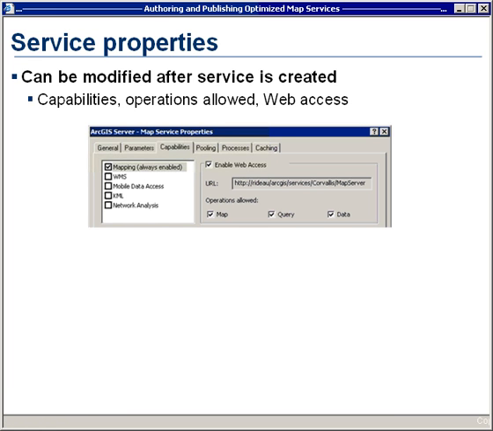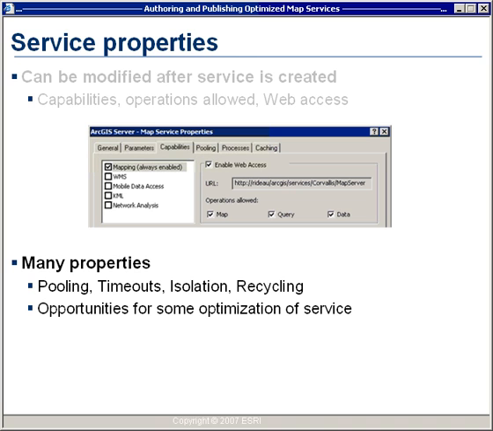The properties of a service, once it is created, may be edited by stopping the service. Edits are made and the service is restarted once again. There are many properties for the service that can be set, including the pooling, timeouts, isolation, and recycling. All of these properties provide some opportunity for fine-tuning of the service, and are explained more thoroughly in the ArcGIS Server Help in the Tuning and Configuring Services topic.